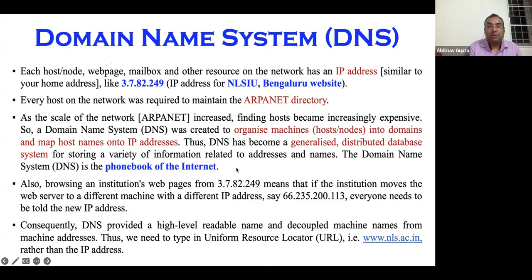Now, this phone book might change frequently. Suppose the web page of my university, I'm a PhD scholar at National Law School, Bangalore, has an IP address at present of 3.7.82.249. Suppose at a later point of time, the IP address is changed to 66.235.200.113. So the phone book we have will be required to be changed for obvious reasons.